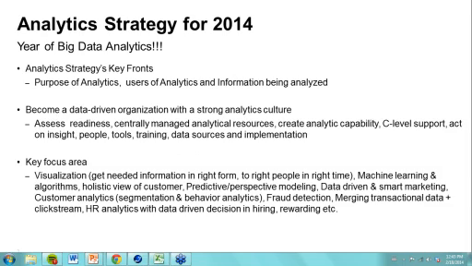2014, like I said, is the key year in terms of big data analytics. A lot of key things are happening in terms of strategic focus. The key front is the purpose of analytics: how users are going to utilize analytics and infer information from what is analyzed, utilizing it as a golden nugget. Data is becoming a pretty key thing in organizations with a strong analytics culture. We are seeing a lot of sentiment around that.